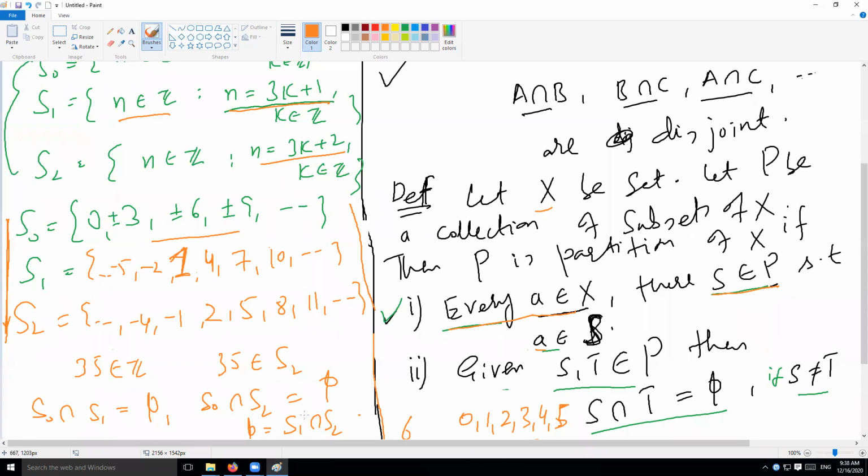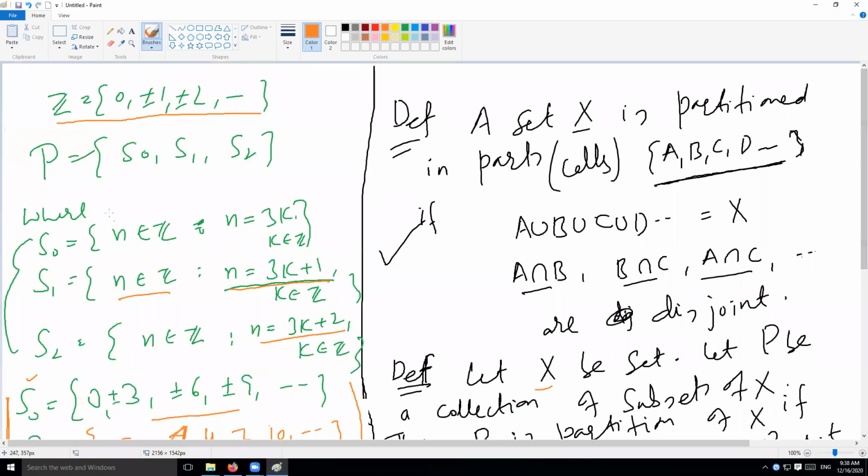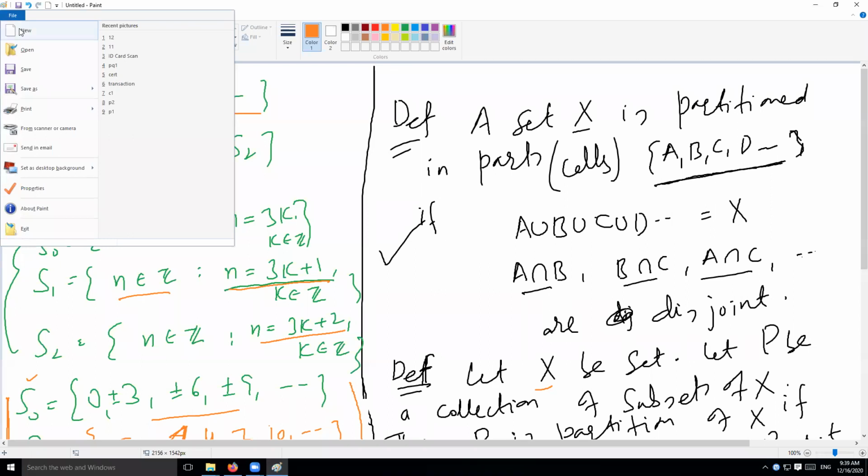So all integers are present in one of the S0, S1 and S2, and all of these sets have different intersections, actually. They are disjoint. So therefore we can conclude that S0, S1 and S2 are partitioning Z actually. Okay, they are partitioning. So I hope you got some idea of the partition, right? Yes, sir.